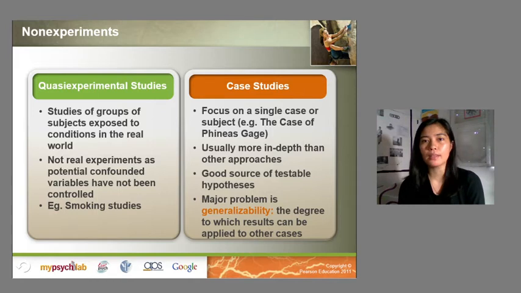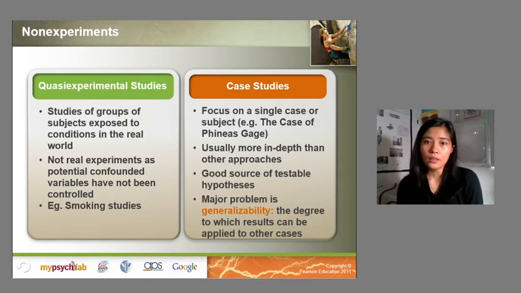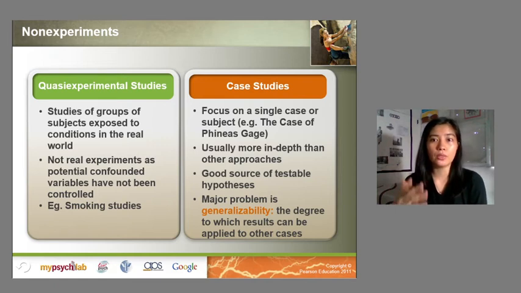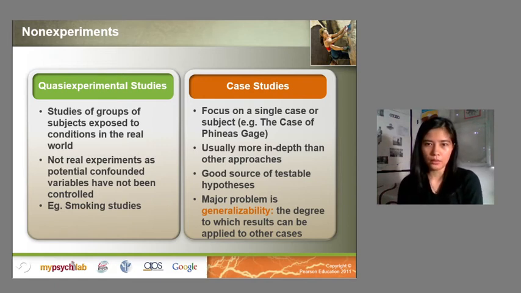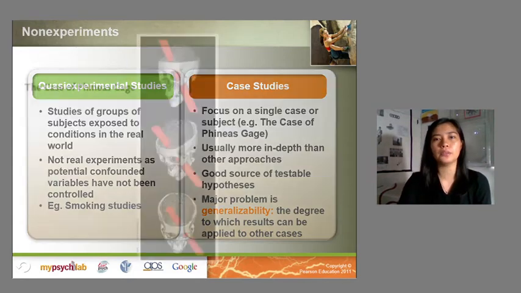Of course, we also have case studies, which focus on single cases or subjects. One example is Phineas Gage, which I will be telling you about in depth later. It gives us a more in-depth and more focused view of a certain phenomenon, and it's a good source of testable hypotheses. However, the main disadvantage is the degree to which we can generalize it to the whole population, because it's just an isolated case, for example.